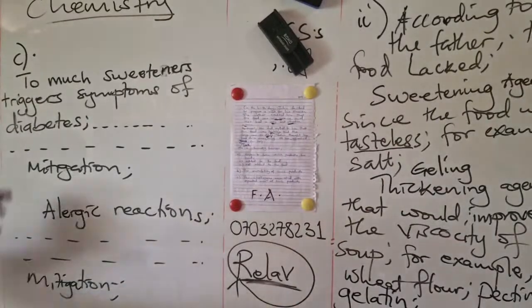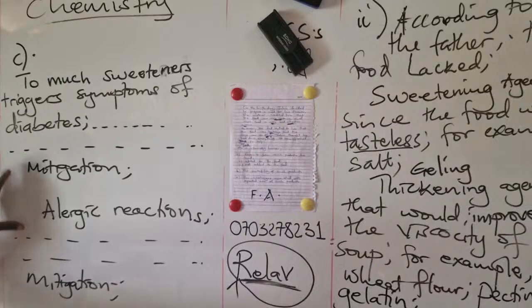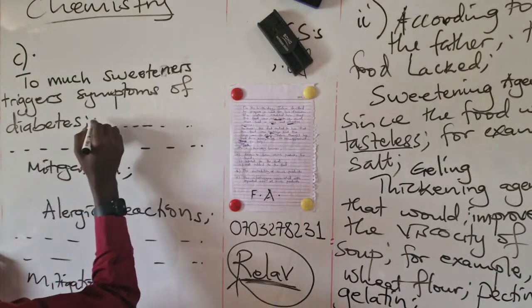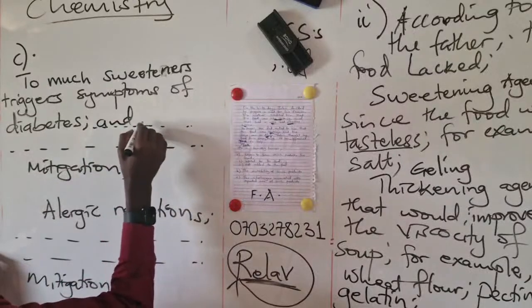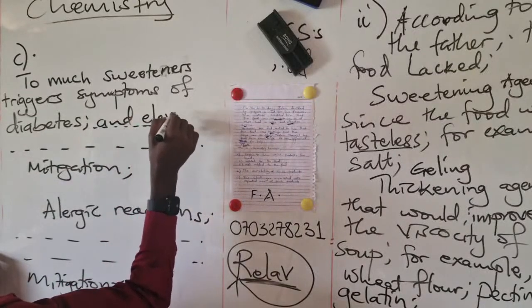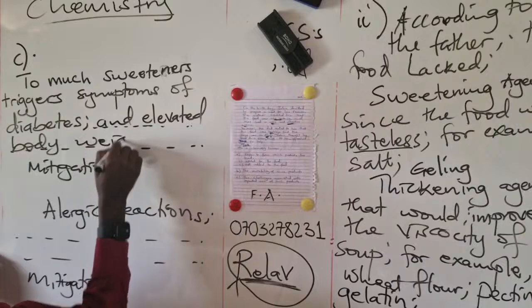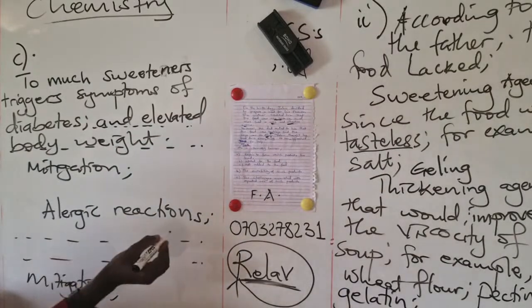Can I find these points well written? At least these 2 points well explained in the WhatsApp group. And so there is someone, Fiona had a point here. The sugar usually increases blood glucose levels, triggering diabetic symptoms and increasing body weight. Very nice. And elevated body weight. You can talk about the allergic reactions.